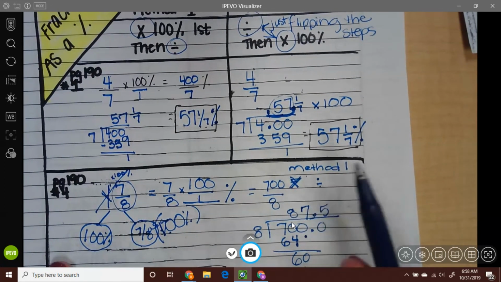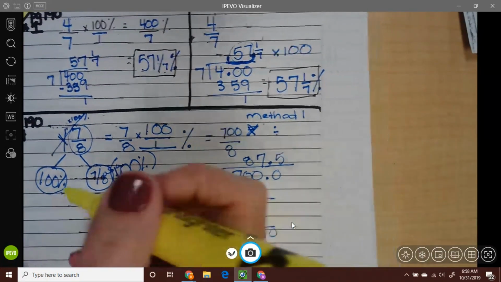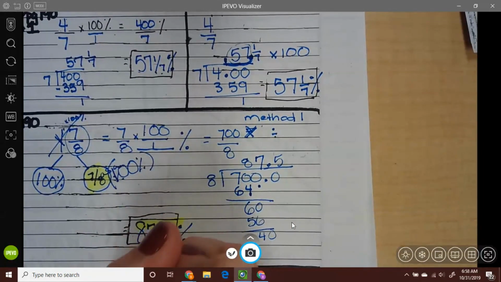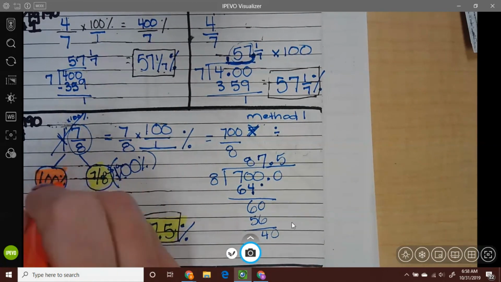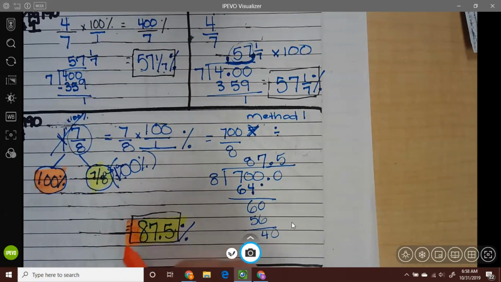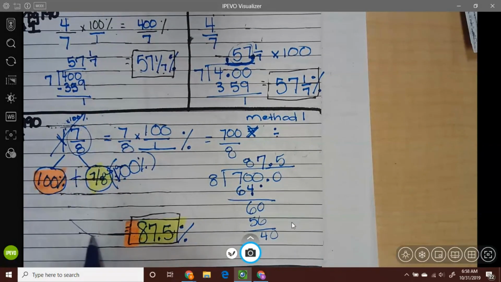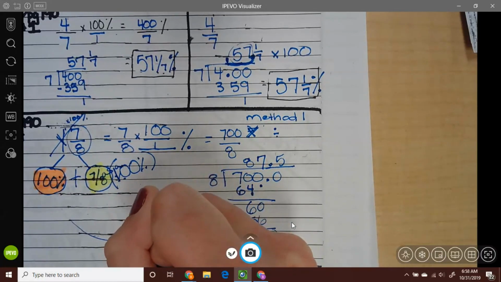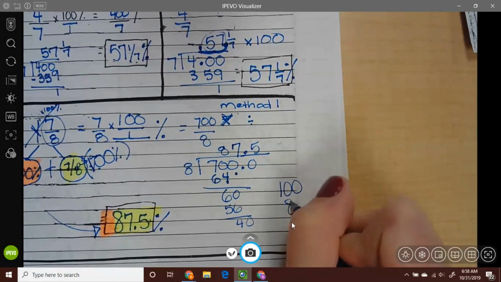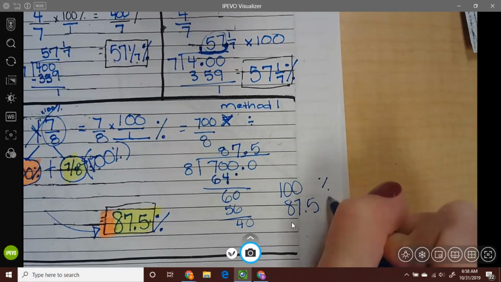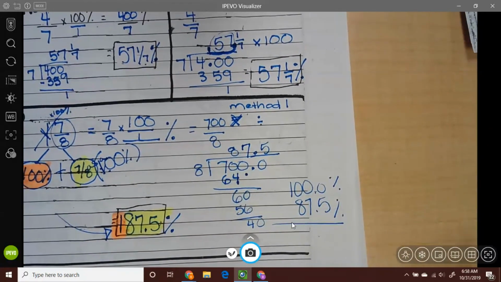So right here, I have this part done. This is the 7/8. What do I still need to add on? I'm missing some part right here. So I solved for the 7/8, but I still need to bring back my 100%. So I need to add 100 plus my 87.5% and get 187.5%.